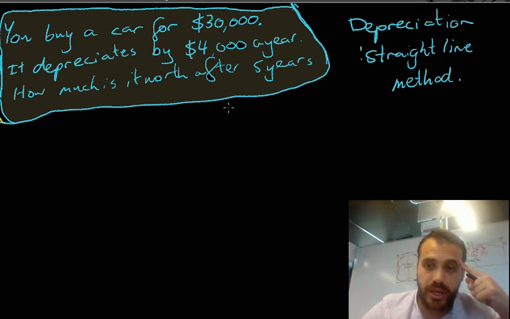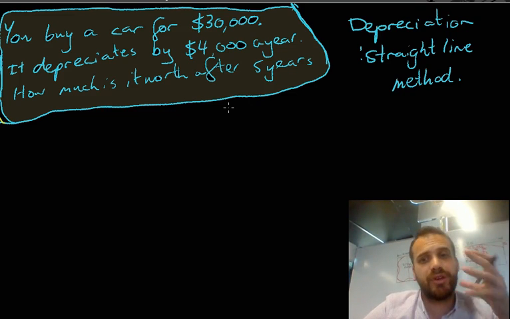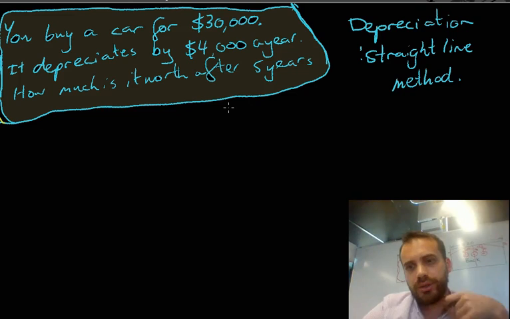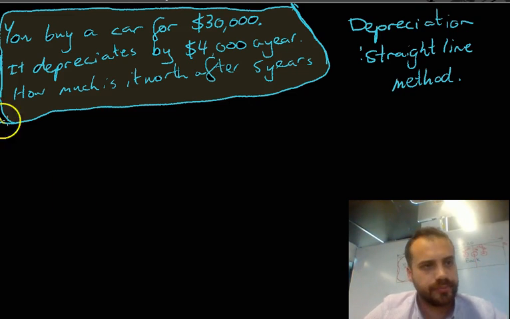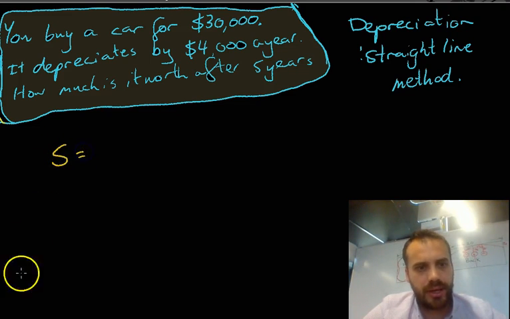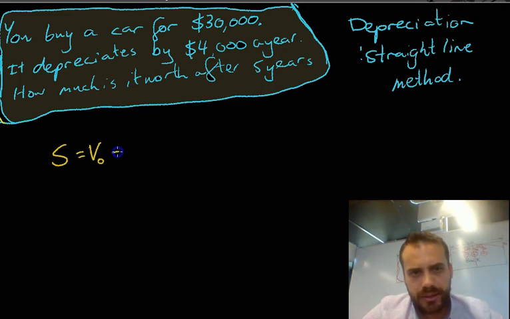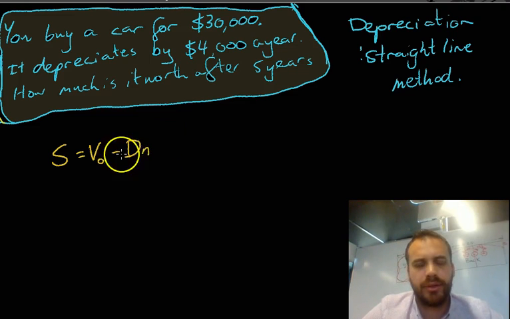Now a lot of you can probably do that in your head, but it's very important that you've got a formula just so that you're communicating when it comes to exams, stuff like that. So our formula is going to look like this: S equals V subscript O minus capital D N. Okay, so I'm going to go through each of these in turn so you can get a good idea here.